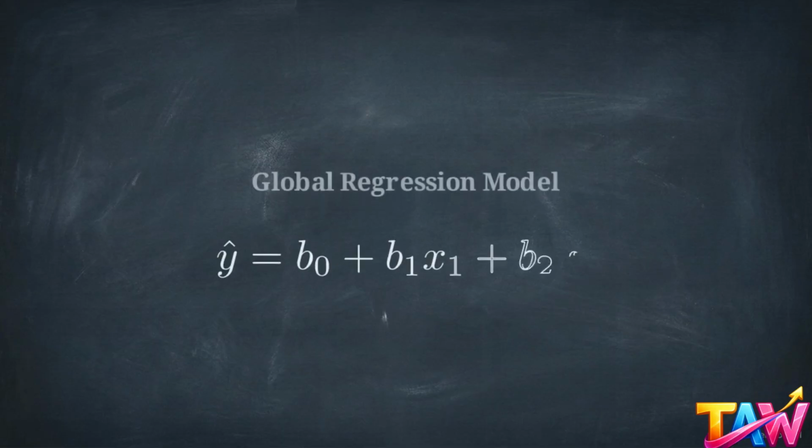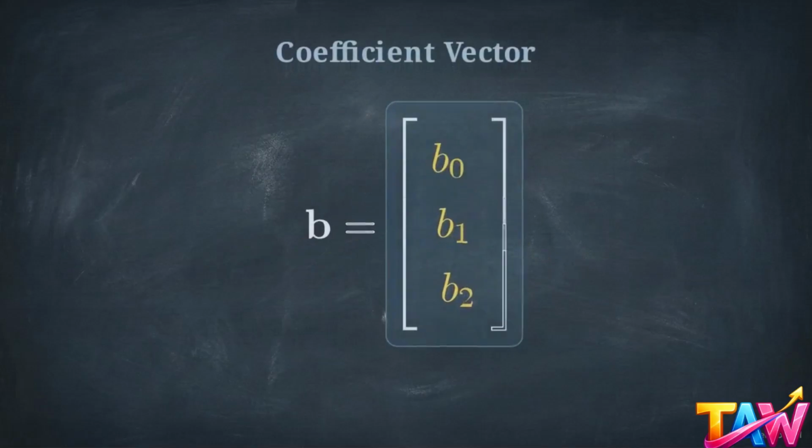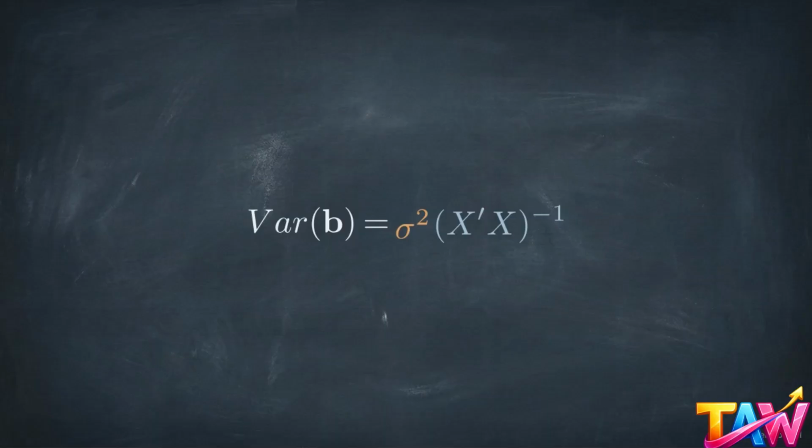To find mathematical truth, we must shift our focus from the overall model's fit to the individual coefficients, specifically the B vector. B is strictly an unbiased estimator. To trust it, we must quantify its specific variance. This equation governs those parameters. The variance of B equals sigma squared multiplied by the inverse of x prime x.